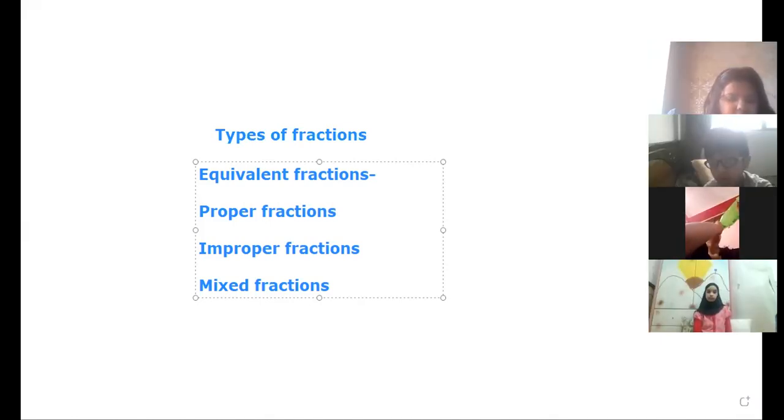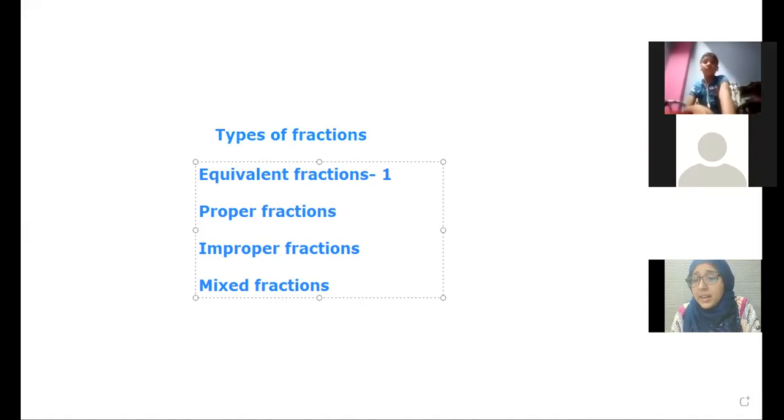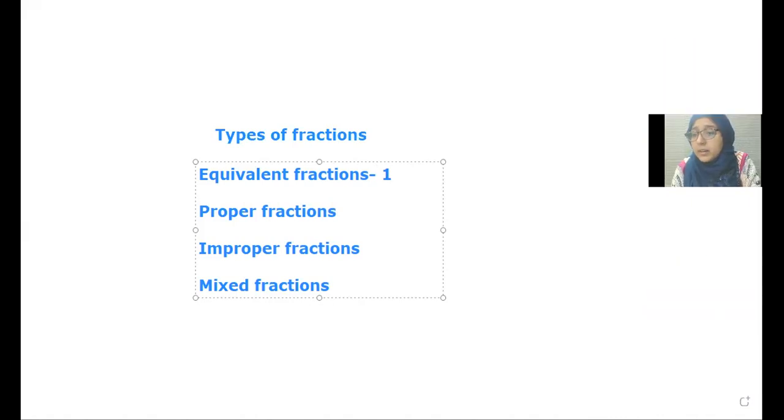Who said that? Okay, listen, you are right. Equivalent fraction means fractions having the same value. I told you how to find an equivalent fraction. Wait, I'll just write here. And listen, there are kids who are attending my class after a long time.